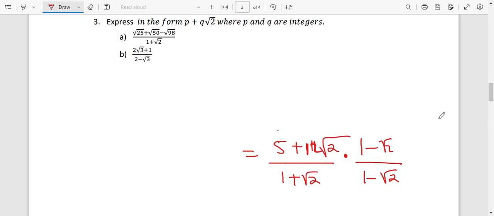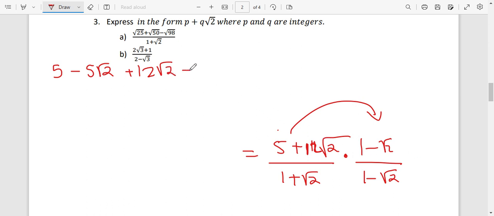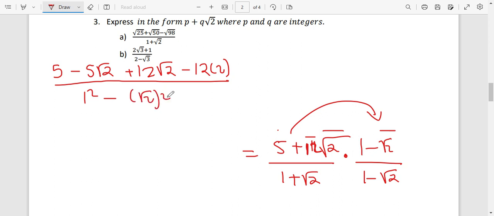So we can proceed. 5 multiplied by these terms which are here, 5 times 1, that is a 5, minus 5 times root 2, that is going to be 5 root 2, and then 12 root 2 times 1, that is going to be 12 root 2, and then 12 root 2 times negative root 2, that is going to be negative 12 multiplied by 2. The reason is this root 2 and this root 2, they are just going to give us a 2, and then the 12 is going to remain. In the denominator, get the first number, you square it, that will be 1 squared. Always get a minus, root 2, also square it.